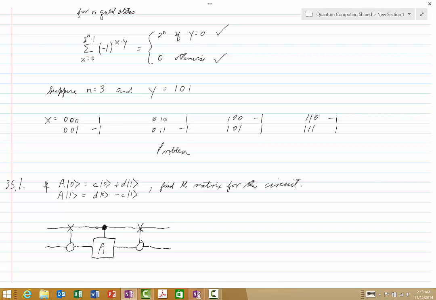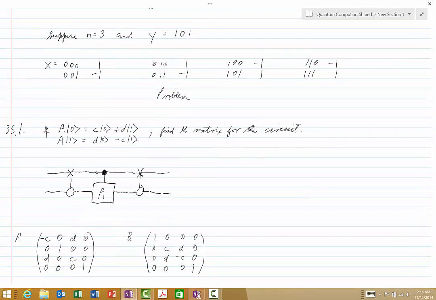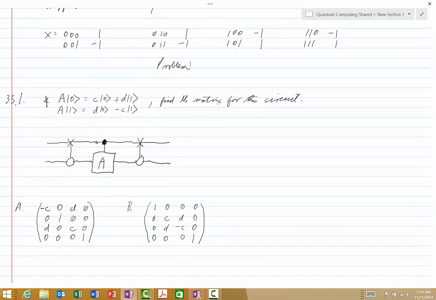This is one that you've seen in a previous quiz. I'm not going to tell you which one, because I don't want you to spend a lot of time going back through notes. I want you to see if you can recall how to do a problem like this. So anyway, we have this quantum circuit shown, and you're told how A acts on the 0 cat and the 1 cat. And so given that information, you want to find the matrix for this circuit.